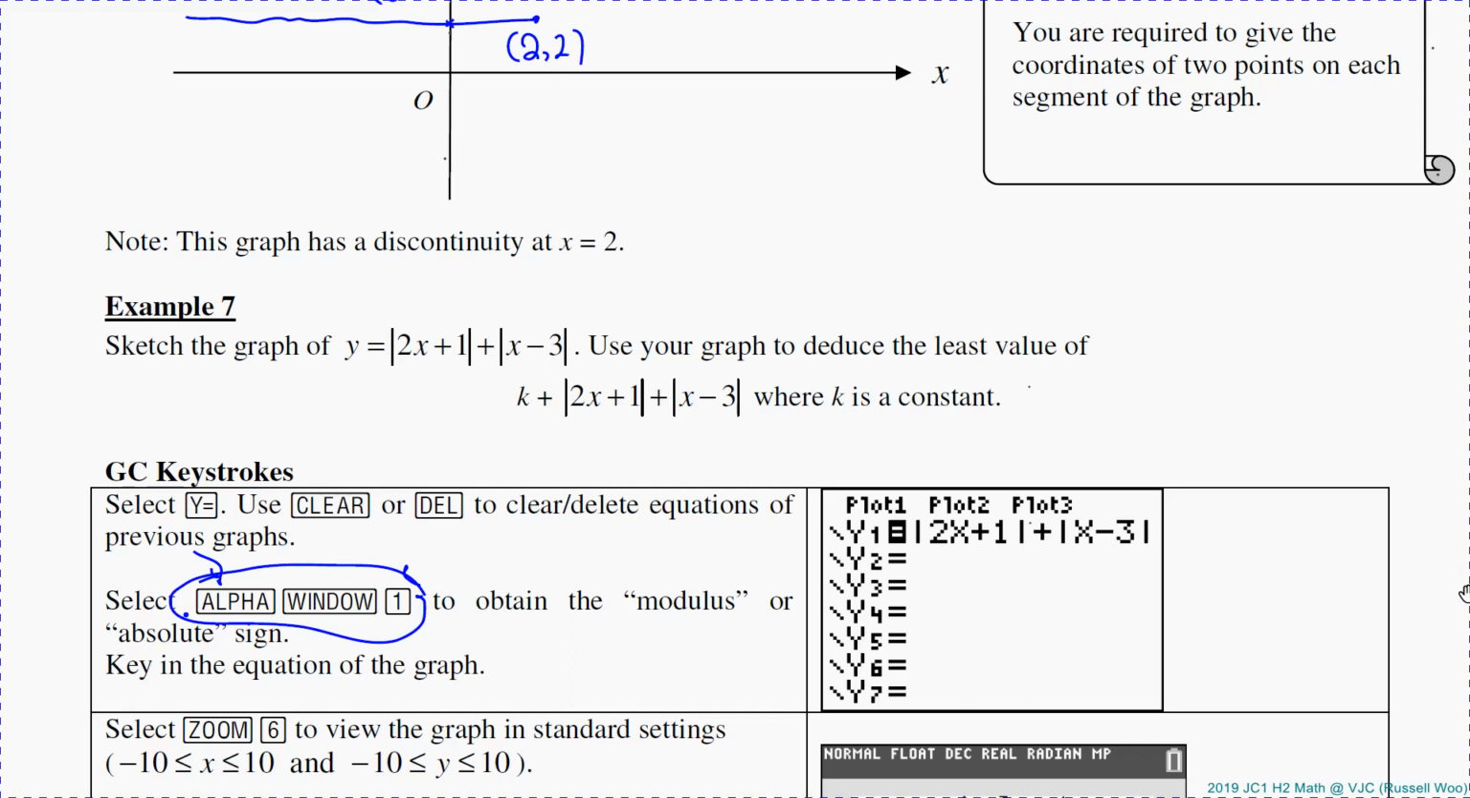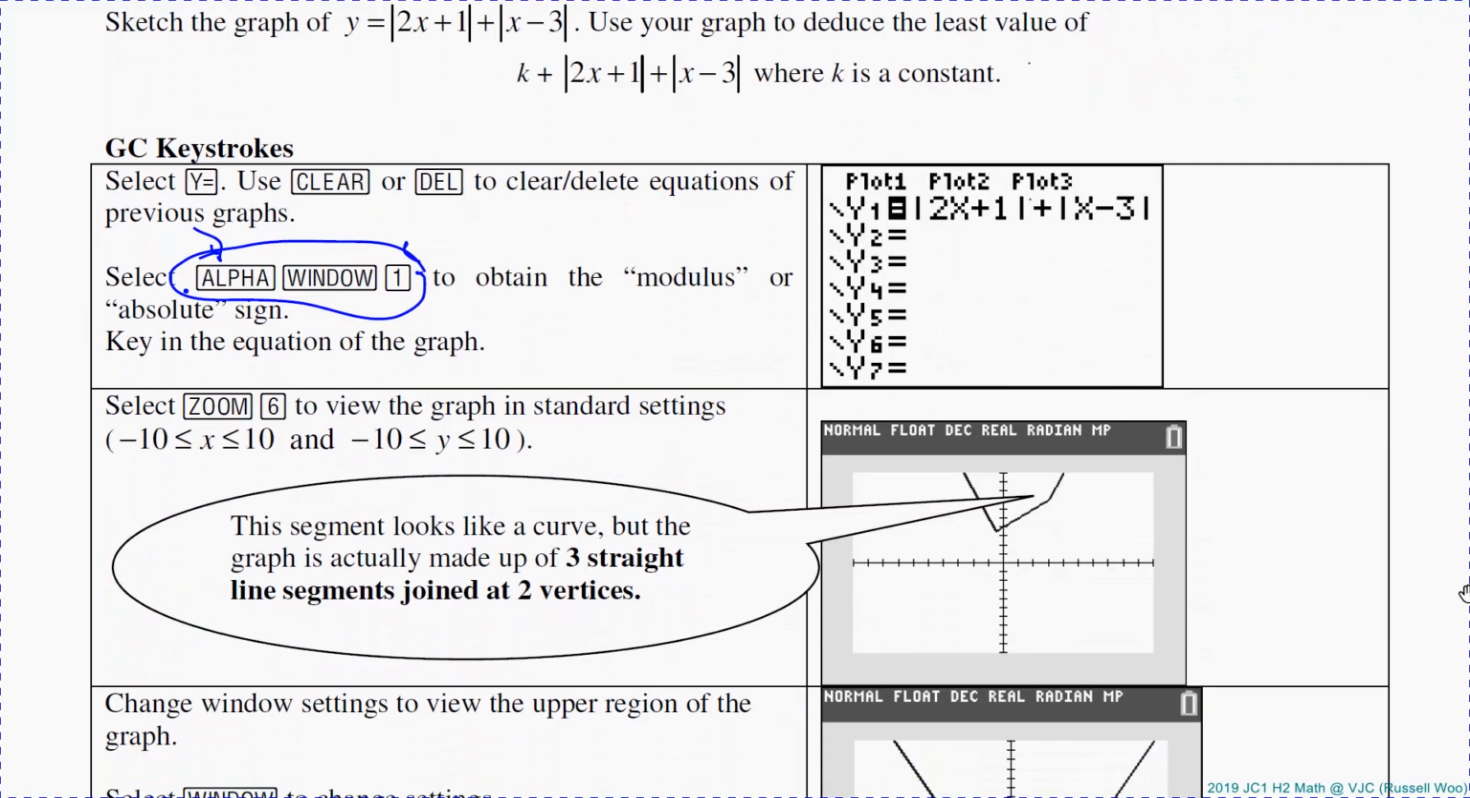Okay, alpha window 1 to bring up the modular sign, and then you type this into your GC. I don't want to show it to all of us. I think we are all able to do it. Okay, you type all these. You know how to type X. It's only this one that you may have a slight problem. Then key in the equation of the graph.